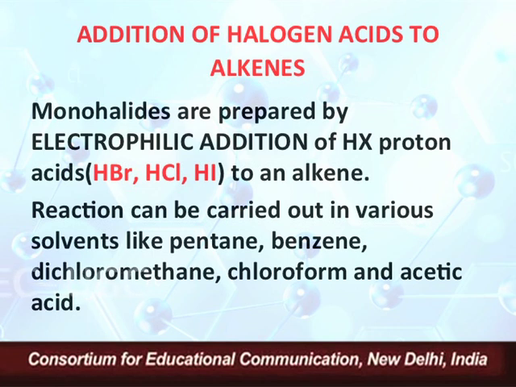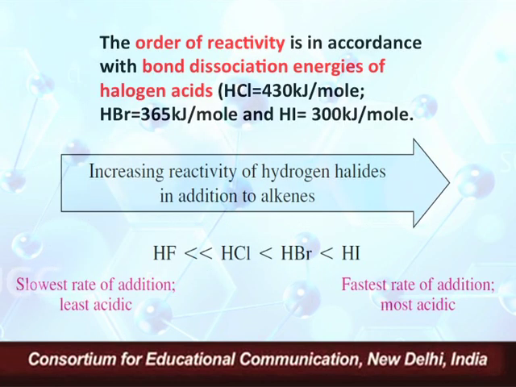These reactions can be carried out in various solvents like pentane, benzene, dichloromethane, chloroform and acetic acid. The order of reactivity of halogen acids is HI greater than HBr greater than HCl, and HF is not reactive. This order of reactivity can be explained on the basis of bond dissociation energies of halogen acids.